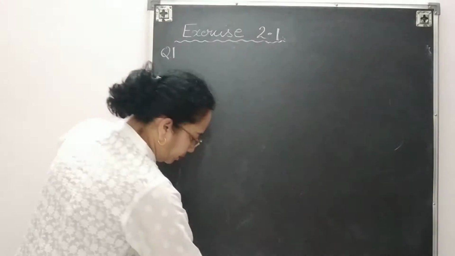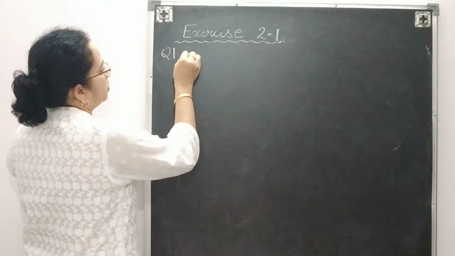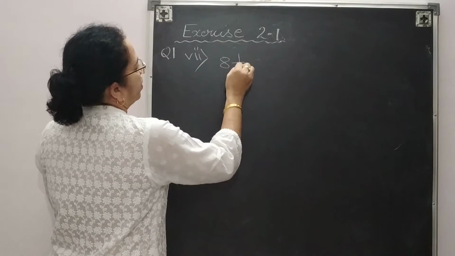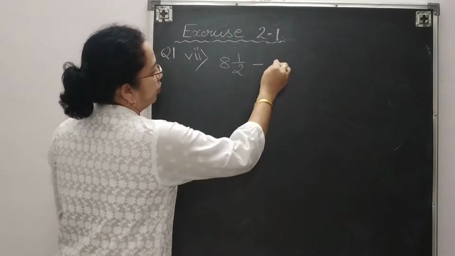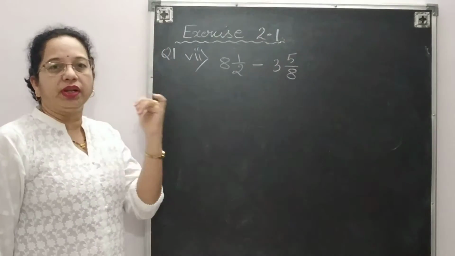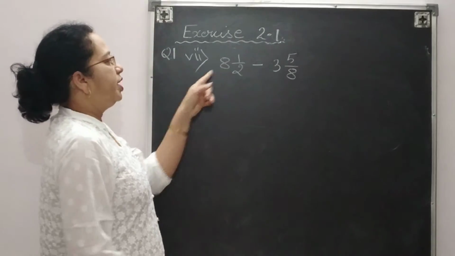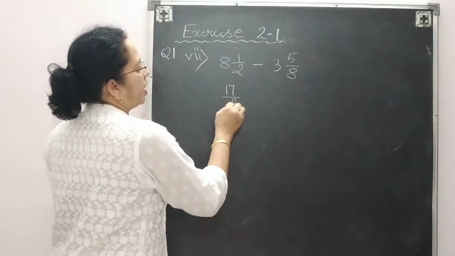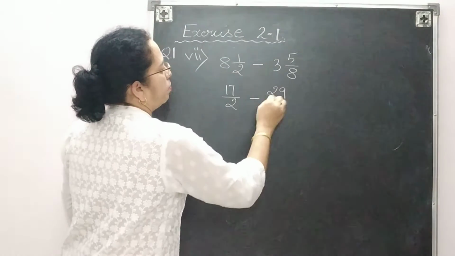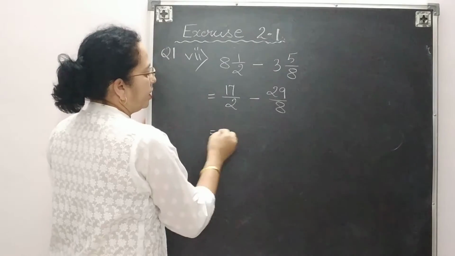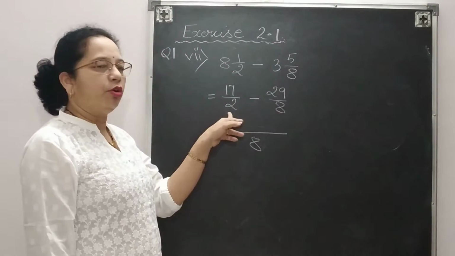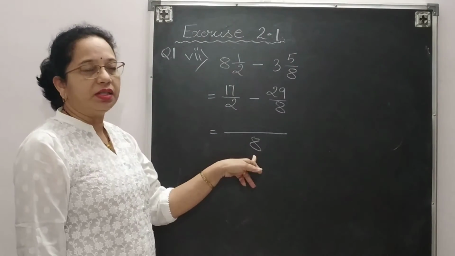Now we will go for the seventh sum. One more sum I am explaining here. 8 whole 1 by 2 minus 3 whole 5 by 8. Again mixed fractions are there, so we will convert into improper fractions. 2 8s are 16 plus 1, 17 by 2, minus 8 3s are 24 plus 5, 29 by 8. Denominators are different, so take the LCM. Your LCM will be 8. 8 is a multiple of 2, so definitely the greater number will be the LCM.